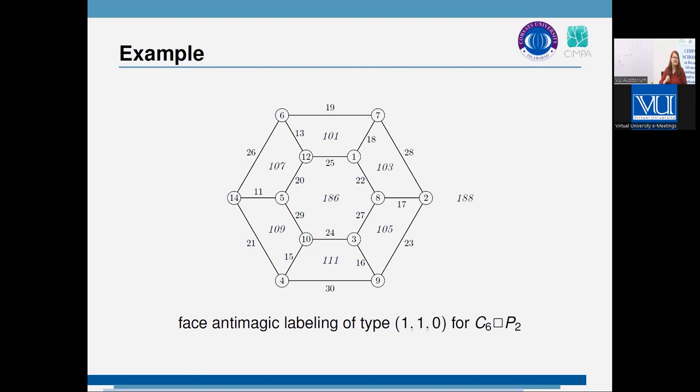And maybe you can see that this labeling has some special property. Check the weights of the four-sided faces there: 101, 103, then plus 2, plus 2, plus 2, plus 2. So the differences of the face weights for four-sided faces form a sequence of differences of 2. And for six-sided faces, there is a difference as well. So you can say this is a face antimagic labeling of type 1-1-0 with this arithmetic property. But for us now, this property is not interesting. For us, it is important that adjacent faces have distinct weights.